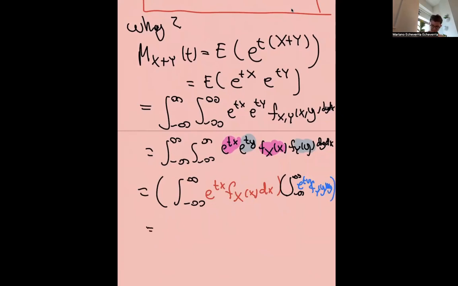And what is that? That's M of x at t times M of y at t. Is that making sense? So for sums, the moment generating function just becomes a product.